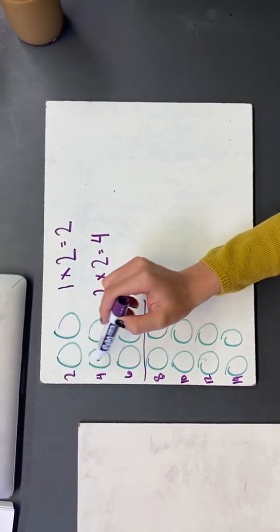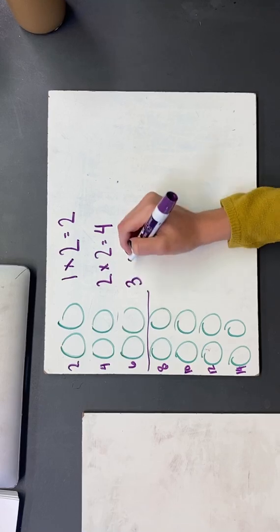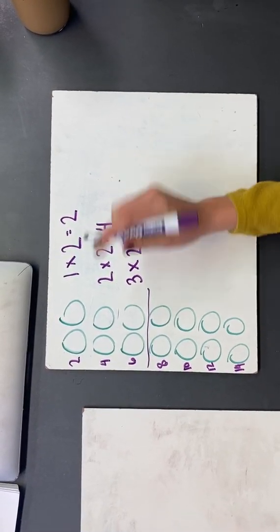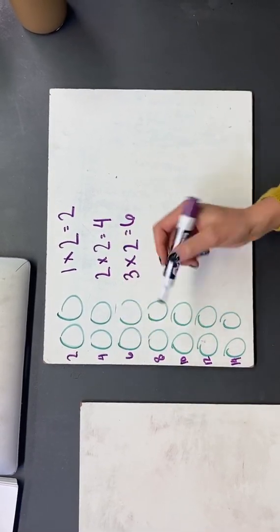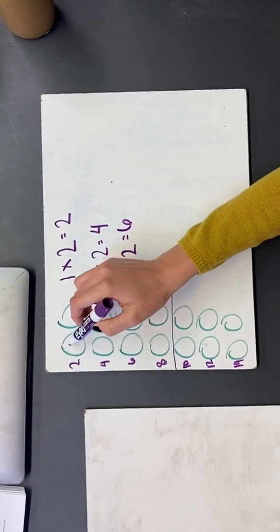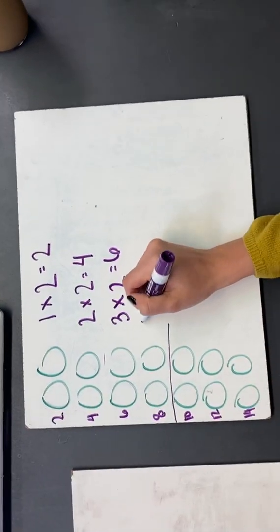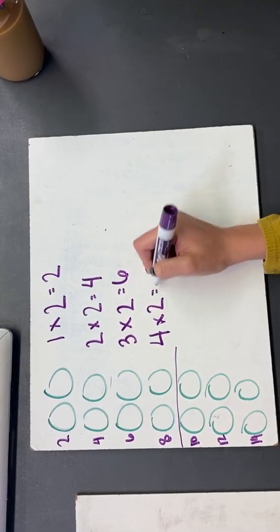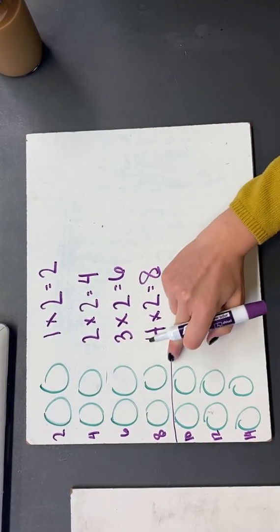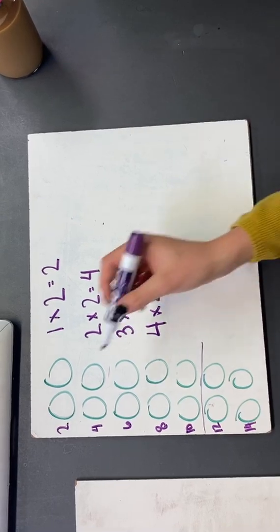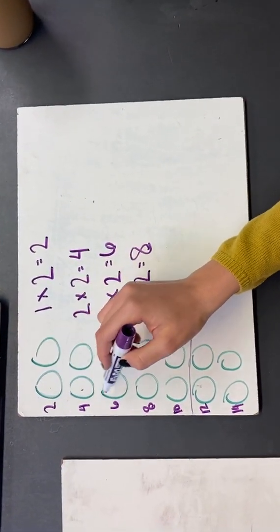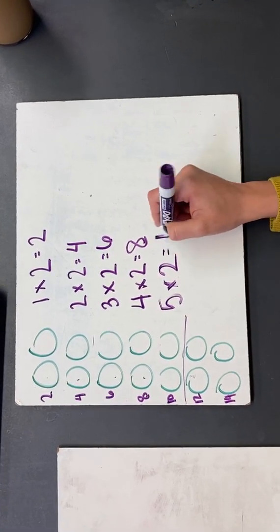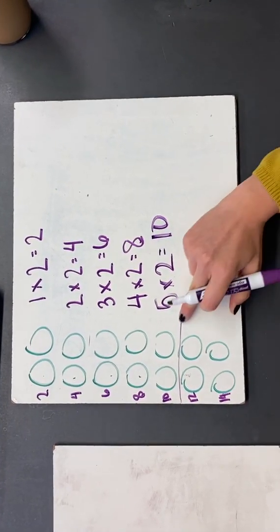Now I have a total of 1, 2, 3 rows. How many are in each row? Times 2 equals a total of 6 dots total. Now we're going down here. I have a total of 1, 2, 3, 4 rows times, again, how many in each row? Gives us a total of 8. So I'm erasing that line as well. Now I'm here going to my 10. 1, 2, 3, 4, 5 rows times 2 in each row. Gives us a total of 10.